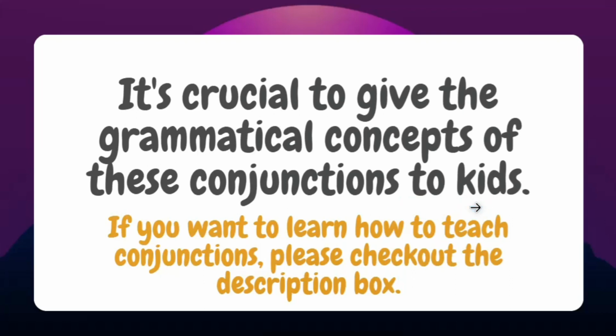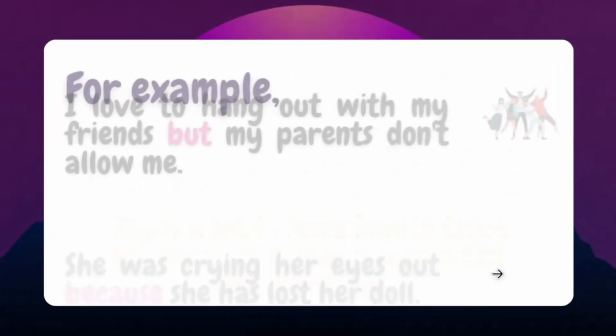Means if they are using and, so where they should use and, if they are using but, so there should be two contradictory sentences where you can use but, and for the choice you can use or. And if you want to learn further how you can teach conjunctions to your kids in a multisensory way and can give them some conceptual based learning, the link to the video is in the description box. Please give it a look.